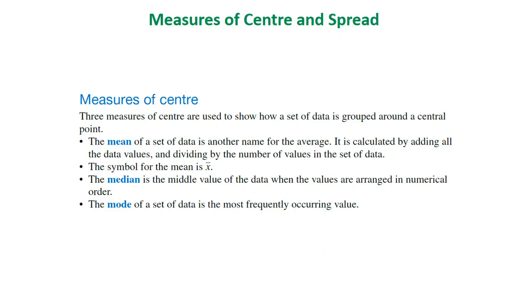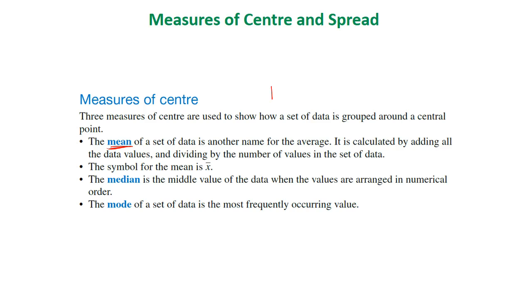All right, so today we're going to be talking about measures of center and spread. So let's first look at measures of center. We've got three ways we can group this data around a central point. First is the mean. That's also called the average. The way we do that is we calculate the sum of all the data values and divide by the number of values in a set of data.